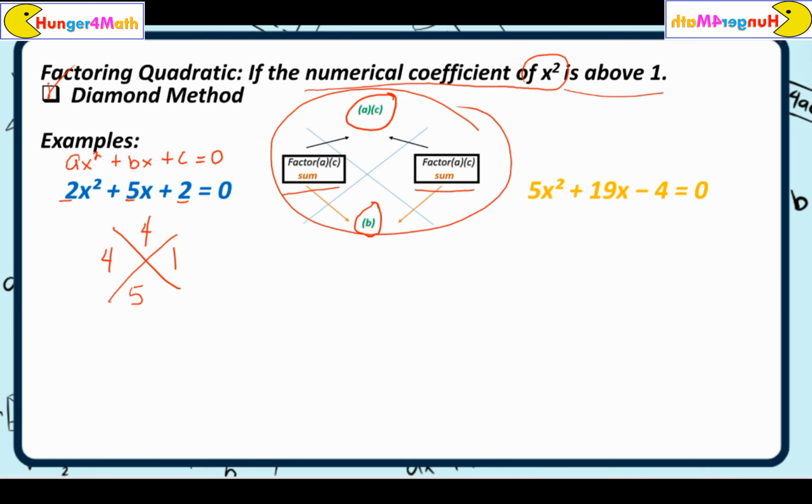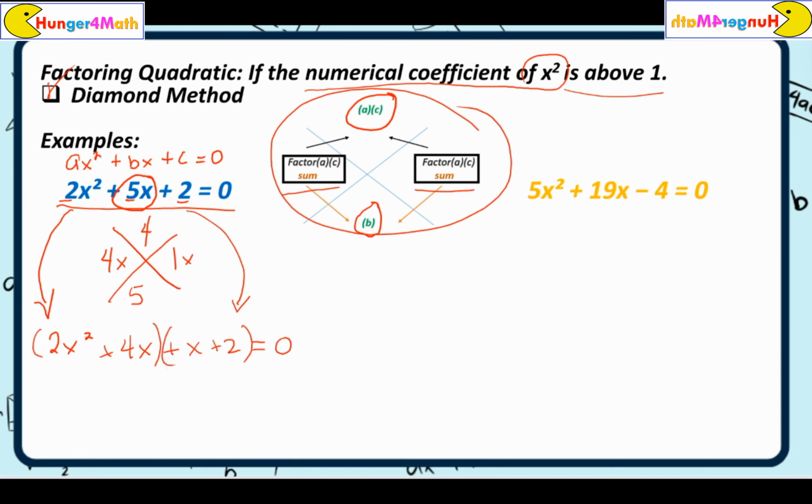Now, let's rewrite the equation right here by copying the first term, which is 2x squared. Then instead of 5x, we're going to use 4x and x, since the sum of that is 5x. So plus 4x and plus x. Then copy plus 2 and equate it to 0. Then pair them.